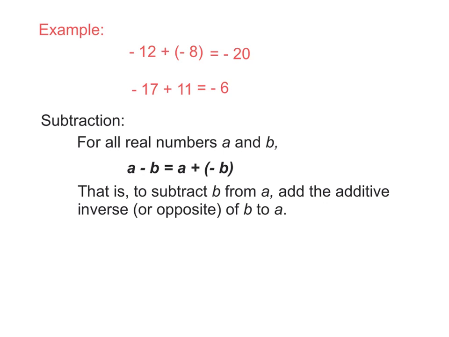Now let's consider subtraction. For all real numbers a and b, a minus b is equal to a plus, parentheses, minus b. That is, to subtract b from a, add the additive inverse or opposite of b to a. So now let's look at an example. Let's say we are saying 6 minus 8, okay? So we want to change this to an addition problem and make 8 be the additive inverse of 8. So therefore it would become 6 plus minus 8.